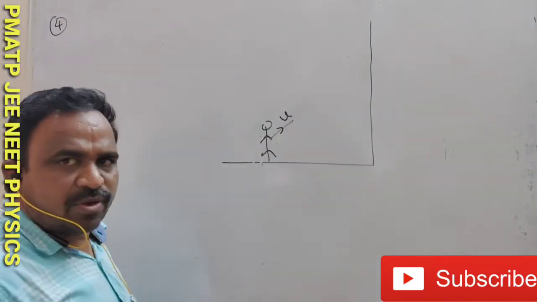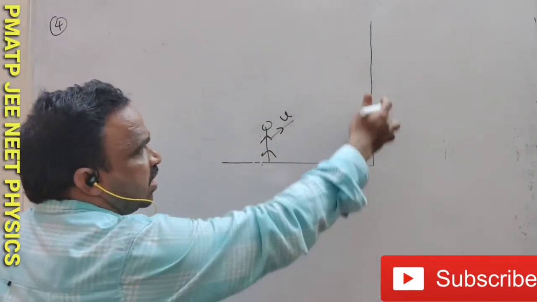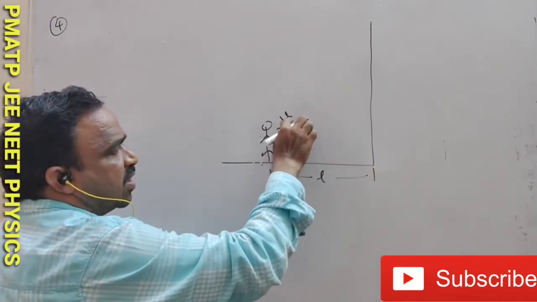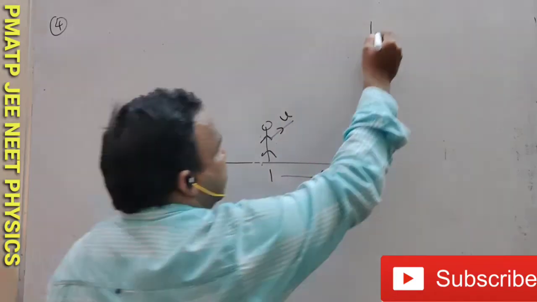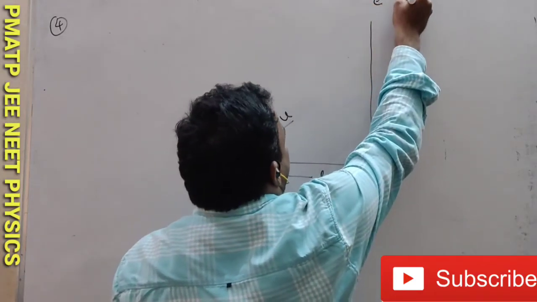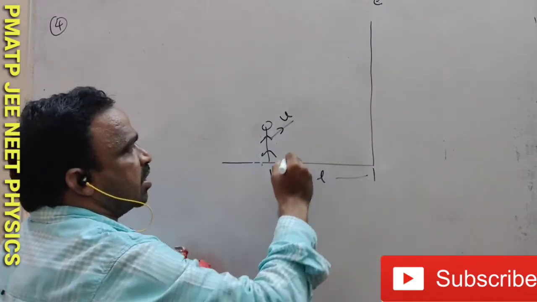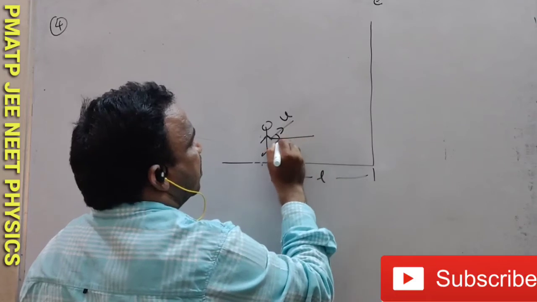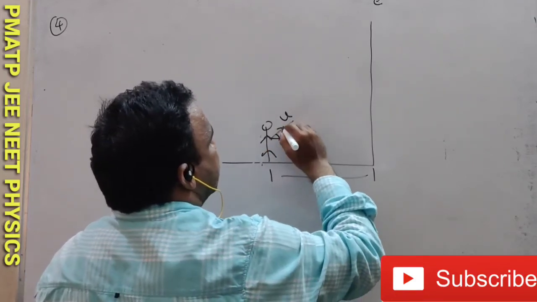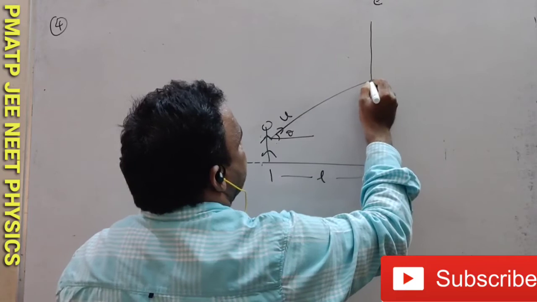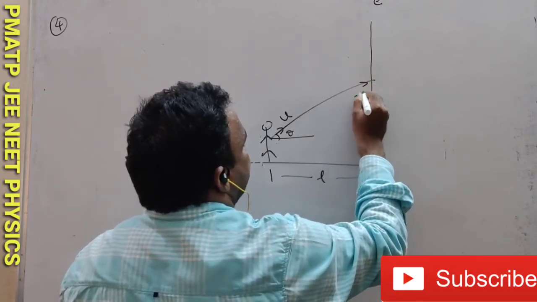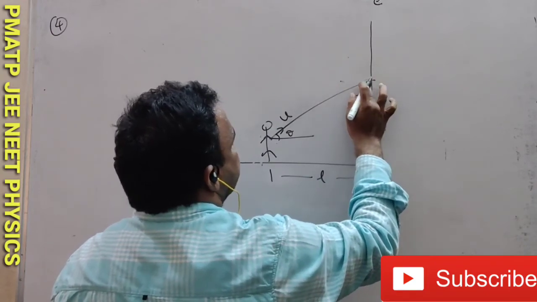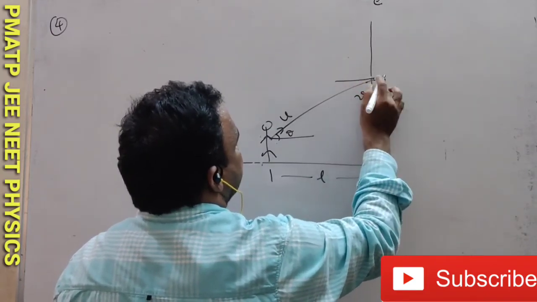Now let us discuss one more case here. A man is standing from a vertical wall at a distance L. He projects a ball with velocity u. Let us assume the coefficient of restitution between the wall and the ball is 1. That is an elastic collision. When this ball strikes, it makes an angle theta with the horizontal. When this ball strikes with velocity v, then again it rebounds back with the same angle and the same velocity.